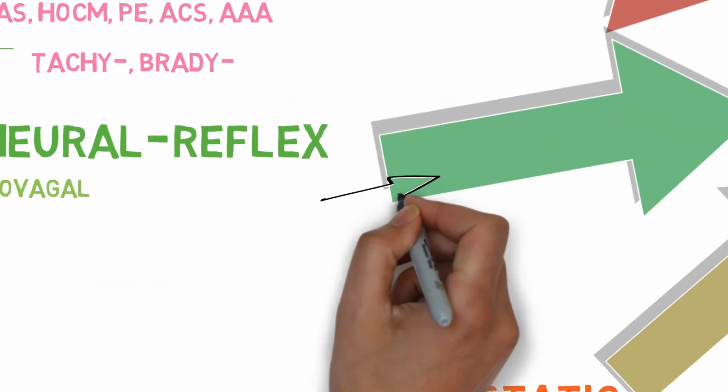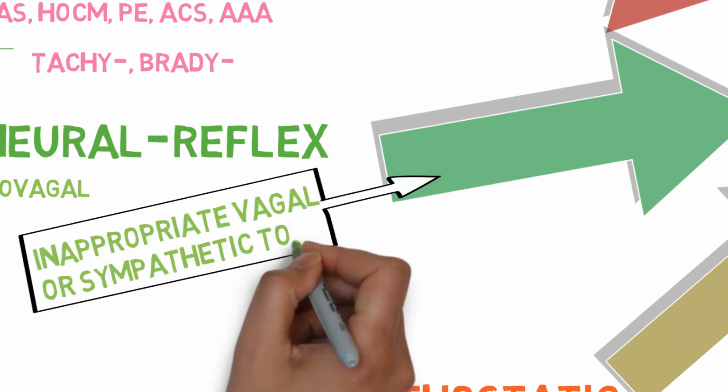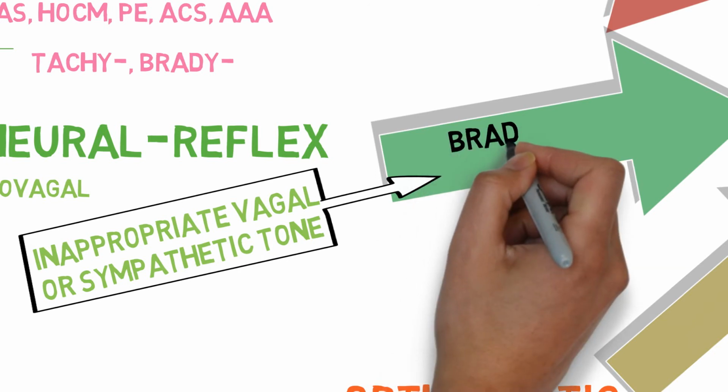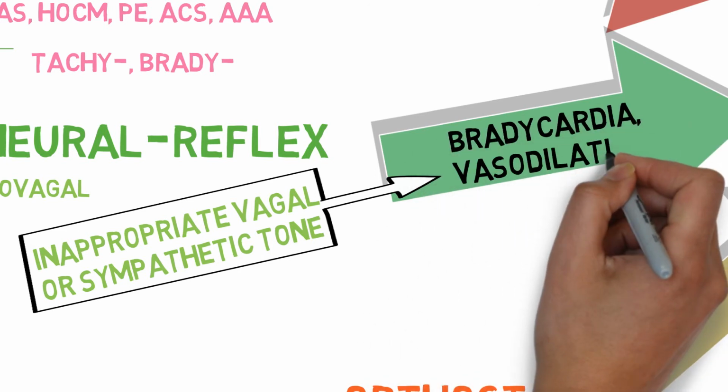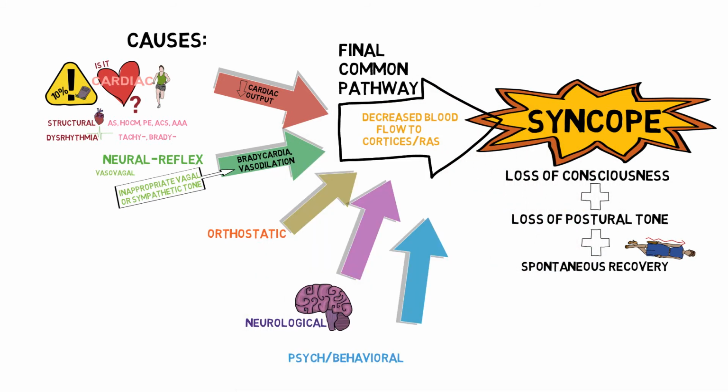Next, we'll talk about some neural reflex causes of syncope. This category includes the common vasovagal syncope. Neuroreflex syncope just means that there is some inappropriate vagal or sympathetic tone, each of which can lead to bradycardia or vasodilation, leading yet again to our final common pathway and syncope.